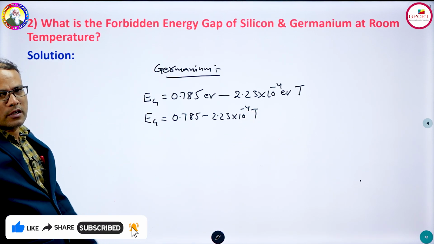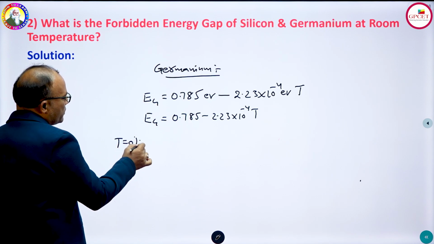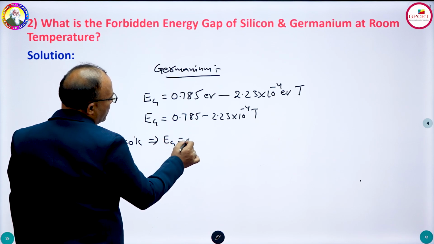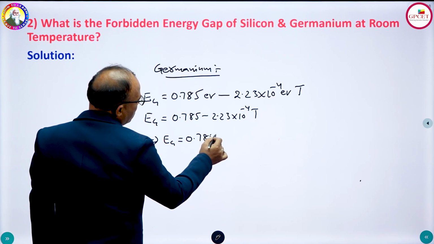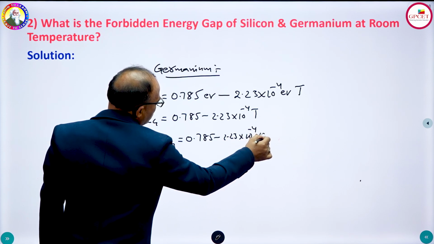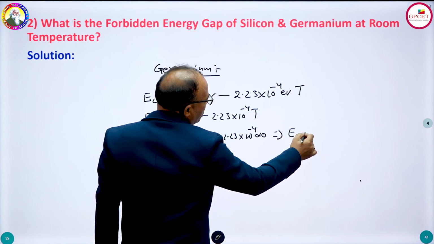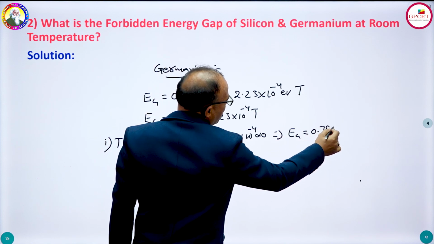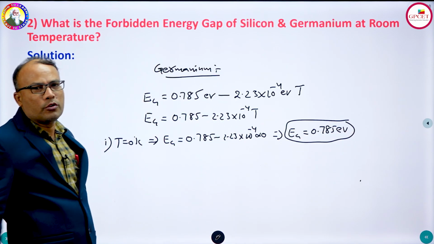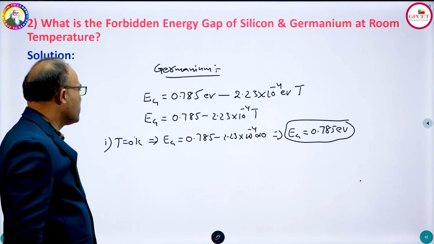Now let us check for 0 degree Kelvin here. At T equal to 0 degree Kelvin, case 1, we get energy gap for germanium as 0.785 minus 2.23 into 10 power minus 4 into 0. So you get energy gap equal to 0.785 electron volts. This is exclusively for germanium material.